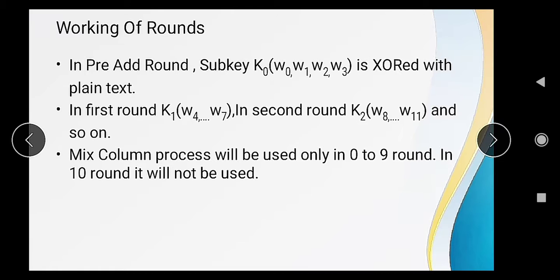Okay, in the first round we use K1, with the 4 words W4 to W7. In the second round we use W8 to W11, and so on. Means in the last round we will use W40 to W43. Okay, so this is the use of key or sub keys. So in total 44 sub keys we are going to use. Now, as we have seen, the mix column process will be used only in rounds 0 to 9. It will not be used in the last round. Okay, so this is all.